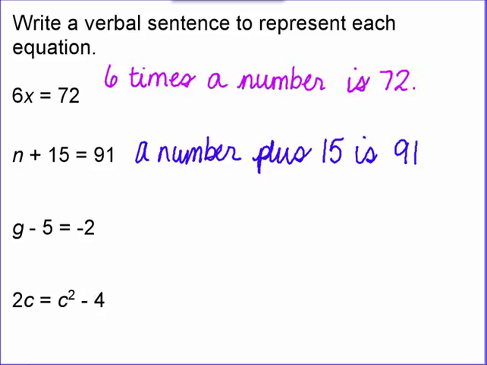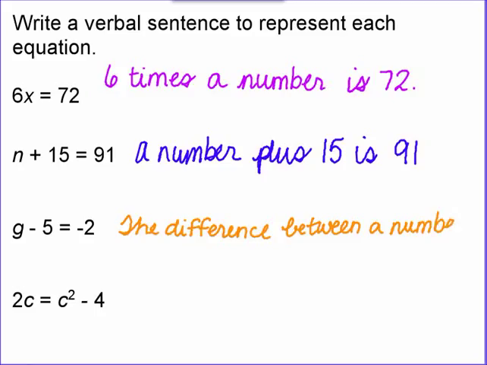Okay, let's look at the next one. G minus 5 equals negative 2. The difference between a number, finish it for me, and 5, good, finish, is negative 2, very good. Otherwise, you could have put, as I was hearing said back there, a number minus 5 is negative 2. Any of those work?